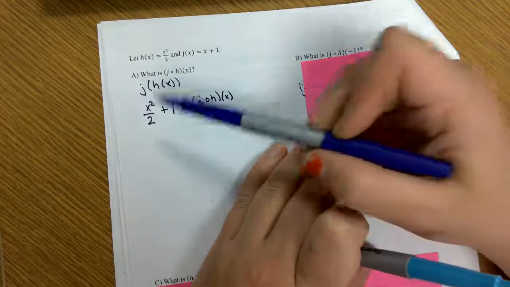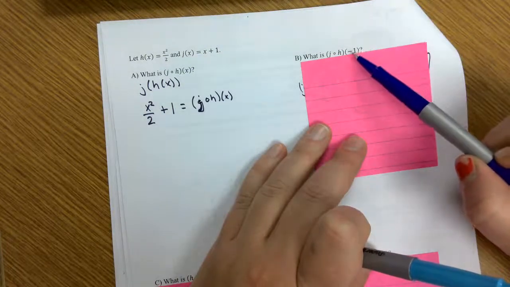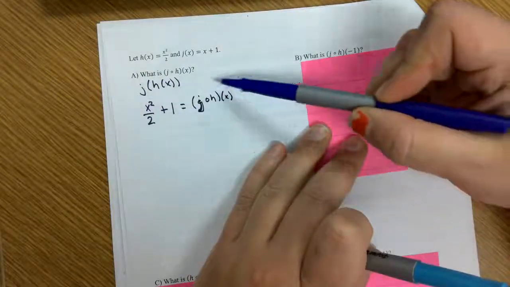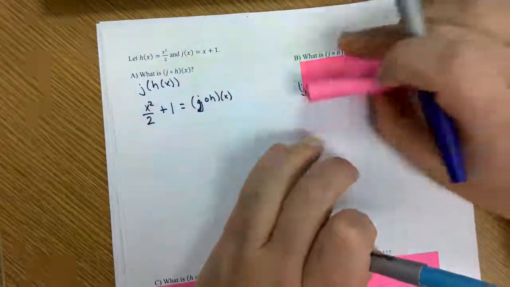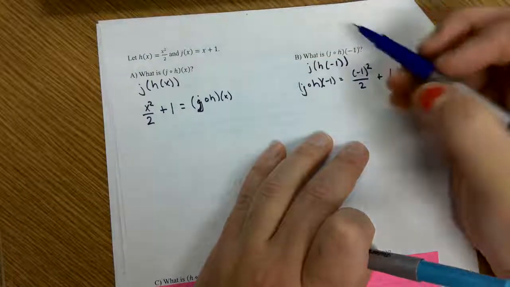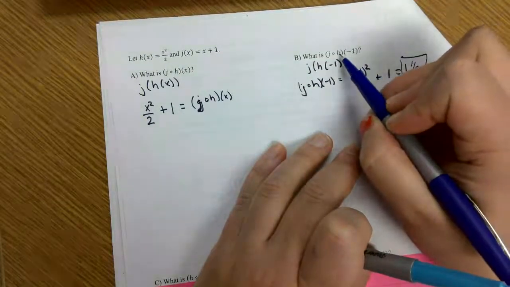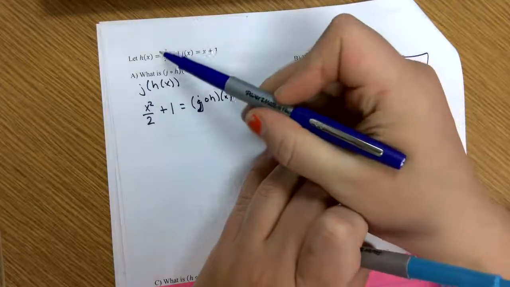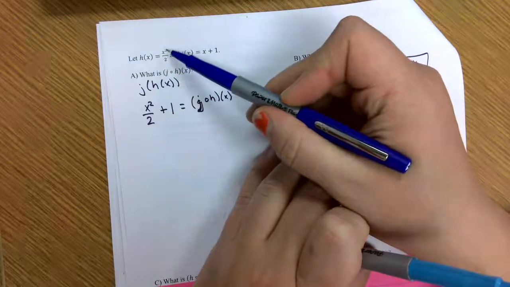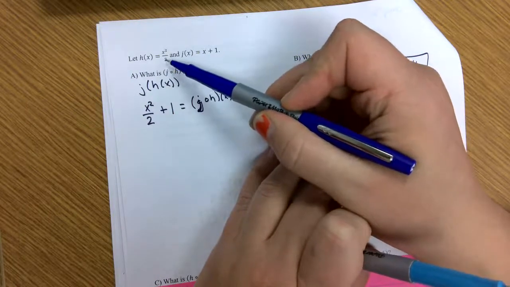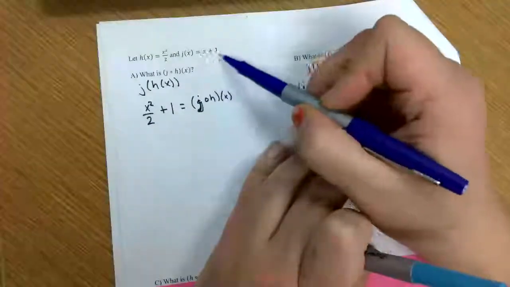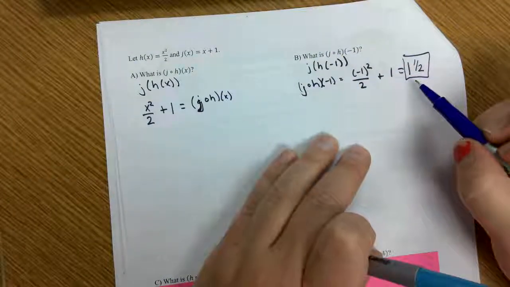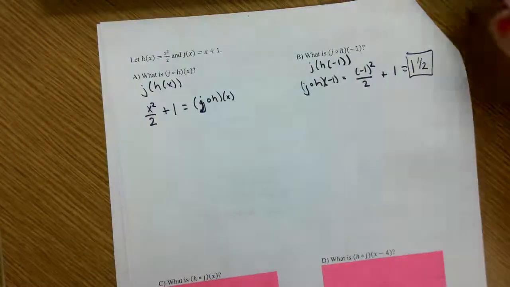There's 2 ways you could do this. Since we already have this equation, we could plug just the -1 into this equation because we already found the composition. Or we can first plug it into your function of h. So -1 squared is 1, divided by 2 is 1/2. And then take that 1/2 and plug it into this equation. Either way, you should get 1.5 out.